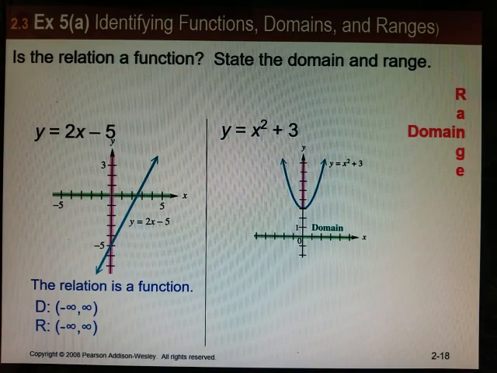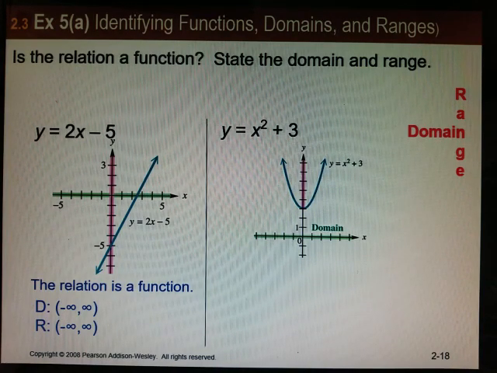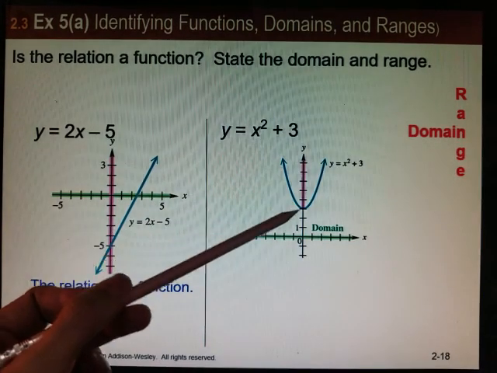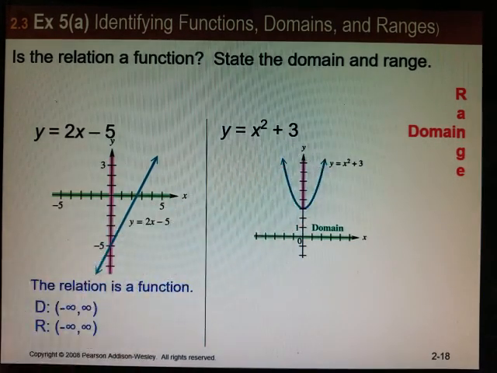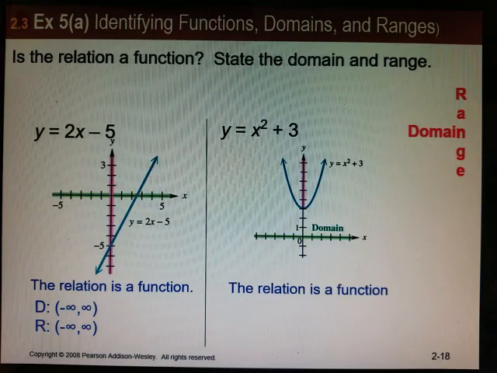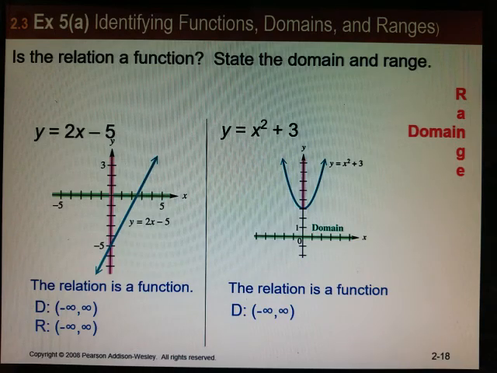Now, are all the x values different? Yes. As I move along this curve, every x value keeps changing. The domain, how far left and right? All reals again. But my range, where does this y value start at and then continue to go? So it starts at 3 and goes up forever. So it would be a bracket on the 3 and infinity with a parenthesis.